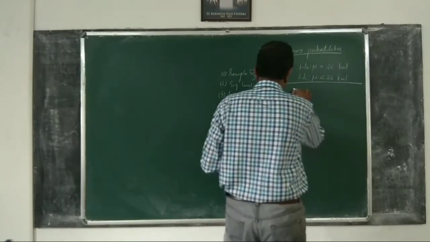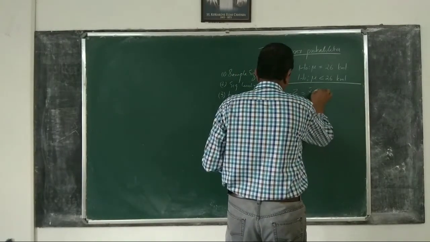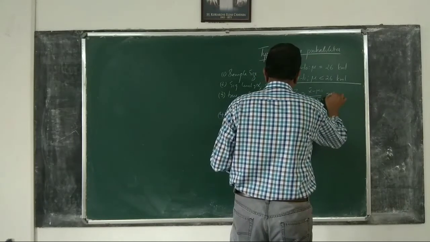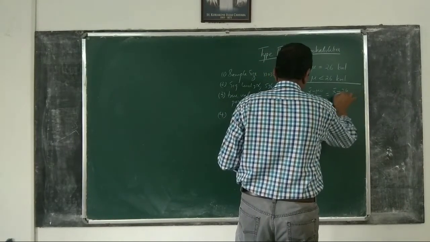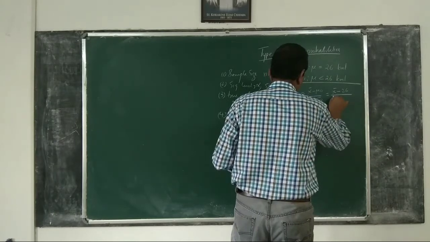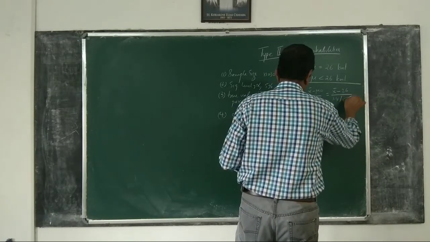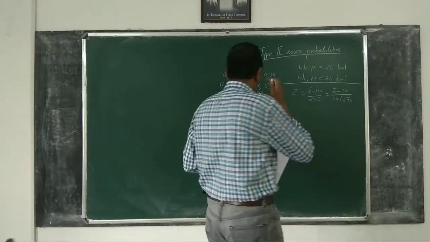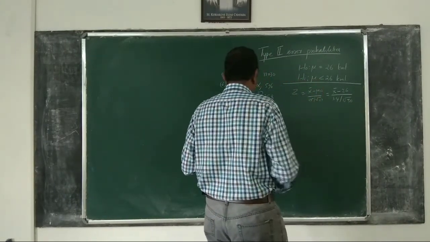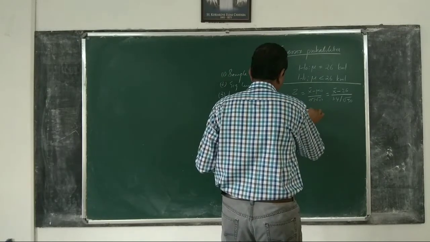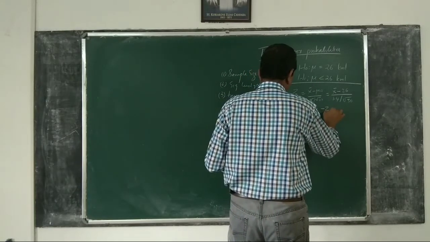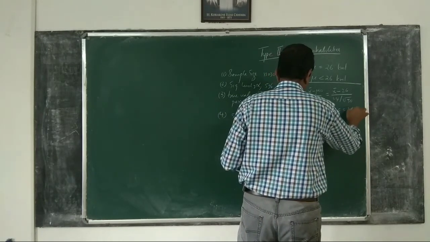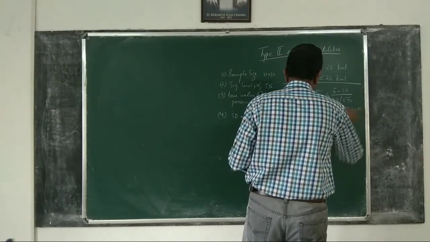Now, Z is x bar minus mu 0 divided by sigma by root n, which is x bar minus 26 divided by 1.4 divided by root 30. And this is a left tail test. So minus Z alpha, that is minus Z 0.05, is equal to minus 1.645, as we have discussed earlier.